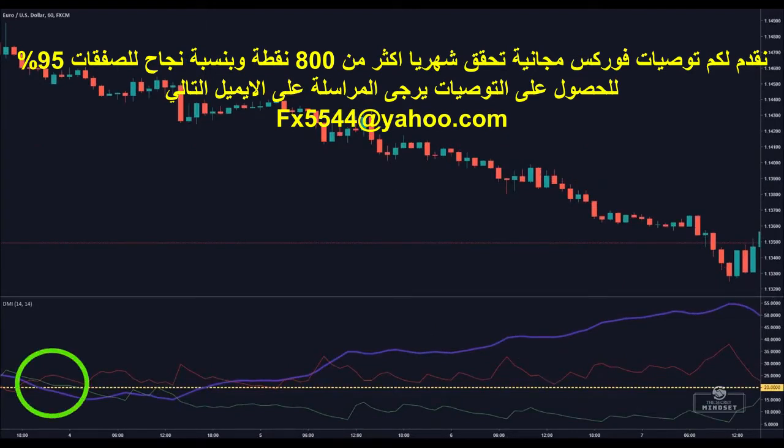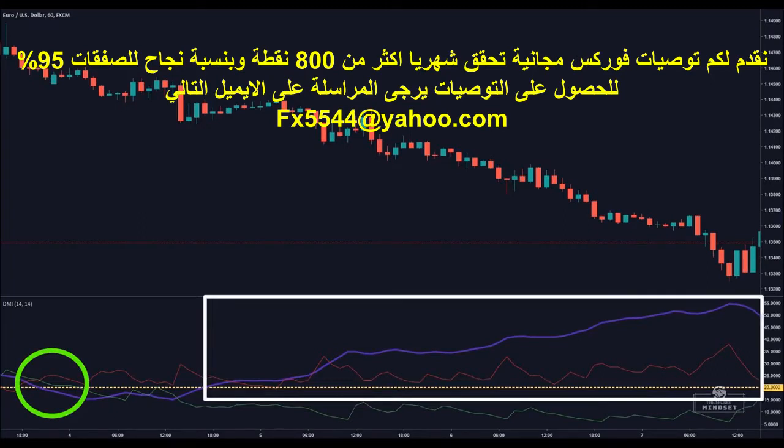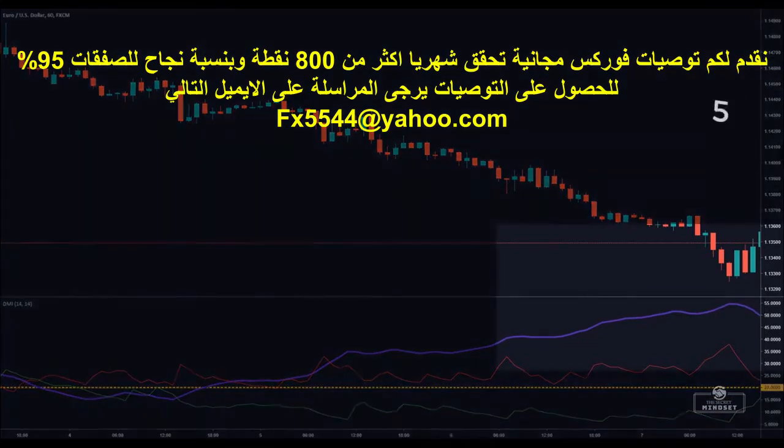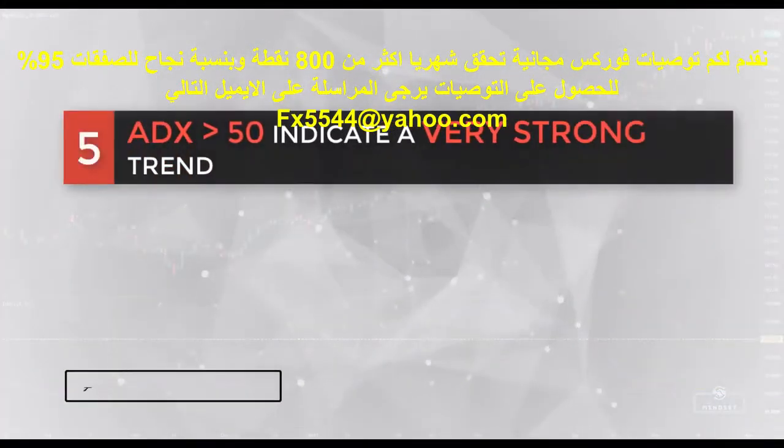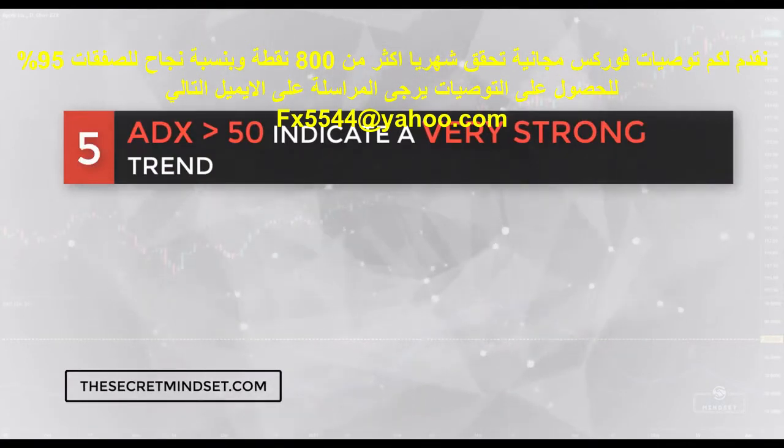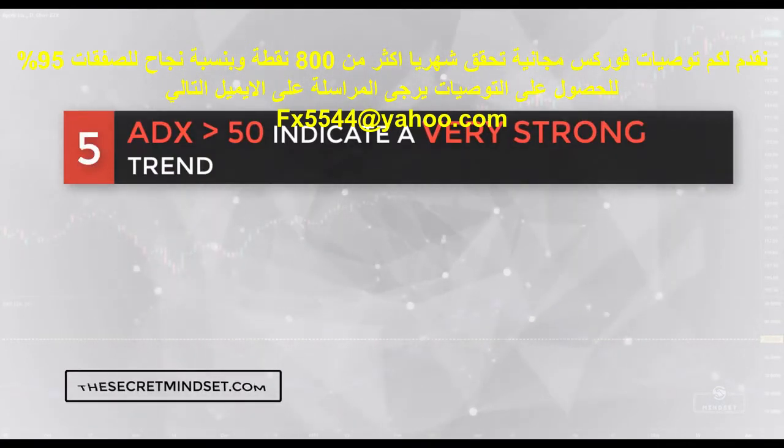The bears are in complete control of the market as the negative directional movement indicator is above the positive directional movement indicator and the ADX line rose to the 50 threshold, which leads us to the final interpretation of the ADX. Values over 50 of the ADX indicate a very strong trend.